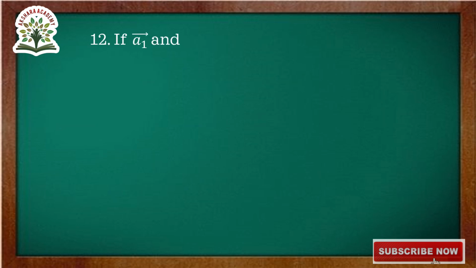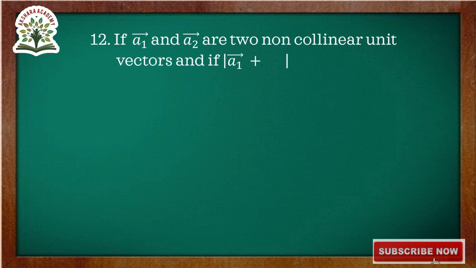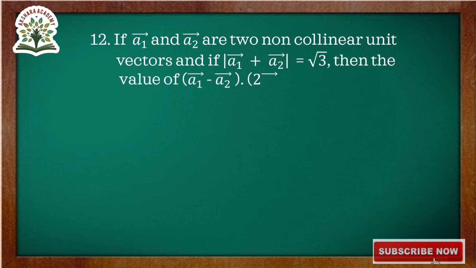12th one. If A1 bar and A2 bar are two non-collinear unit vectors and if modulus of A1 bar plus A2 bar is equal to root 3, then the value of A1 bar minus A2 bar dot 2A1 bar plus A2 bar is. You have to calculate this product. Okay, now let us go to the solution.